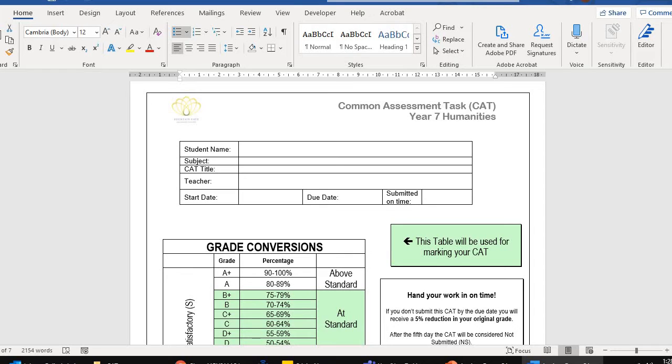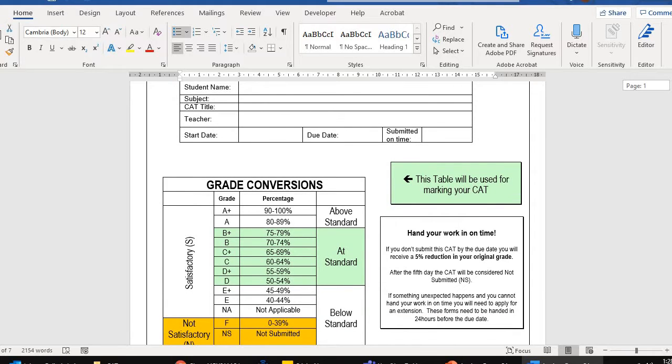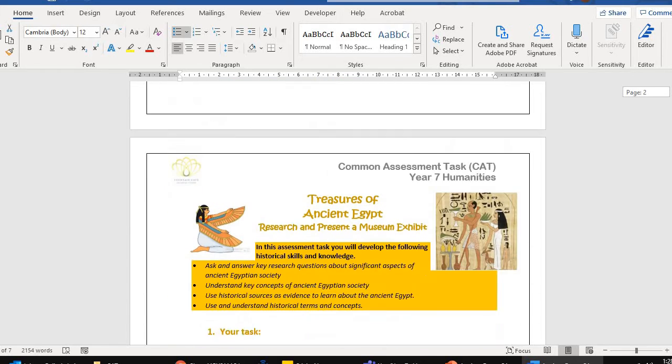Sevens. So today I'm just going to be explaining the CAT, which you'll be working on for the next couple of weeks. Remember that if you don't submit it by the due date, you'll lose 5% of your grade every single day that it is late. And after the 5th day, it won't be considered submitted. So, you have that at the front.